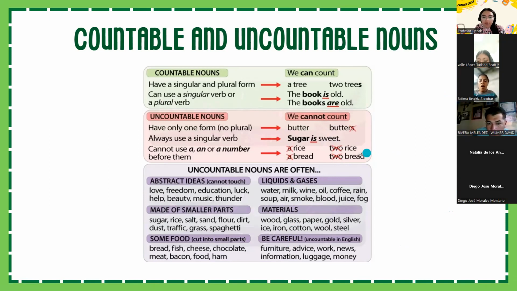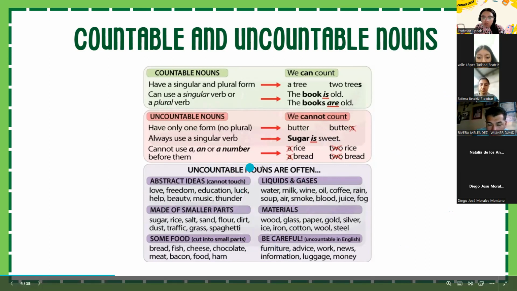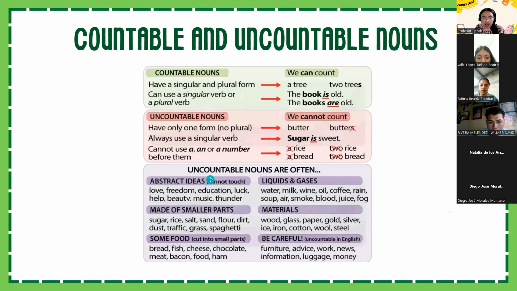Tati, help me reading this part, the purple part. Uncountable nouns are often. Ayúdame con abstract ideas, please. Solo con abstract ideas. Okay. Uncountable nouns are often abstract ideas. Love, freedom, education, health, beauty, music, and thunder. Okay, thank you, Tati. Fatima, help me with made of smaller parts.